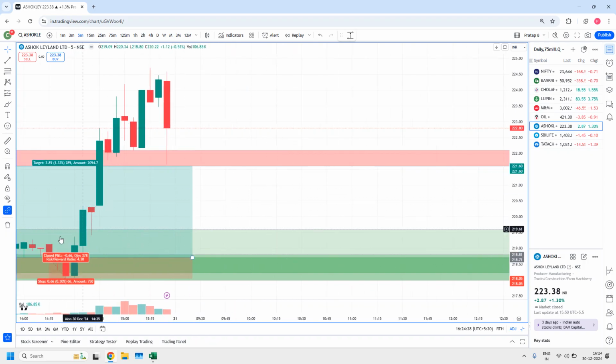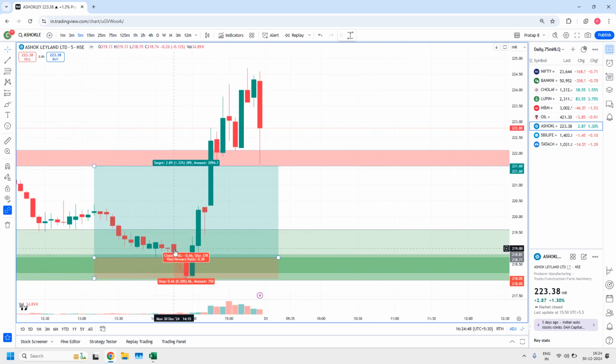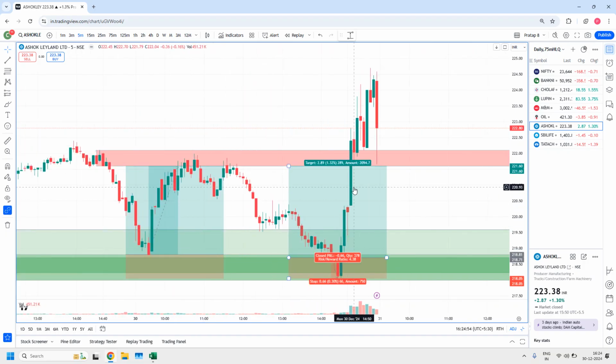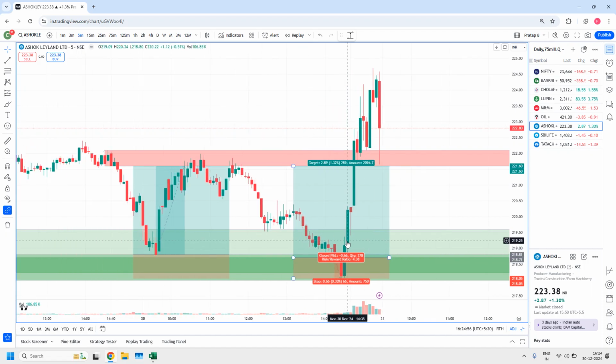And when it gave you the entry, at the 14:15 candle it gave you the entry. And at the 14:45 candle, that means within half an hour your trade is completed. In 30 minutes. So both the trades are successful, but in the second one your stop buffer saved your trade. That is what you have to understand.